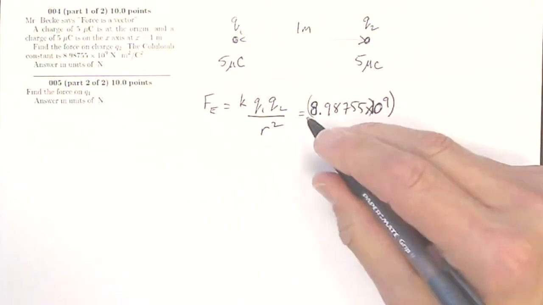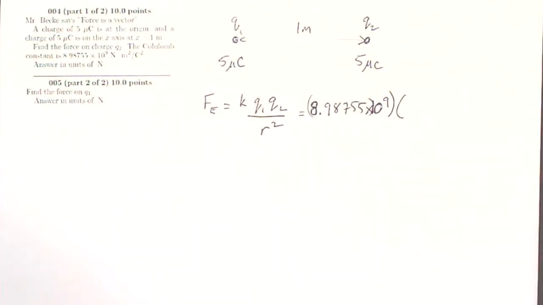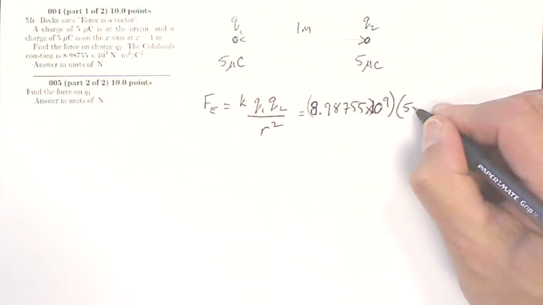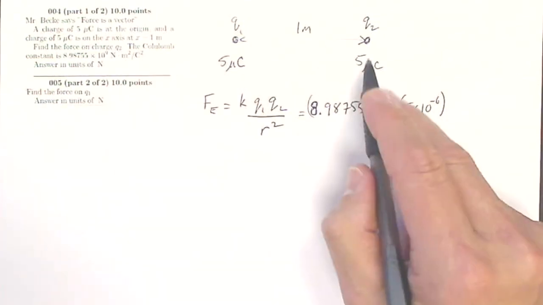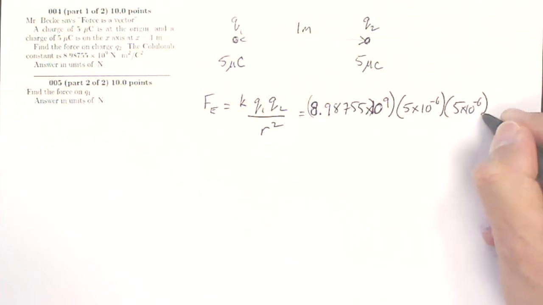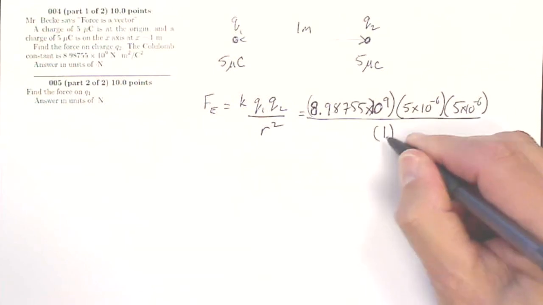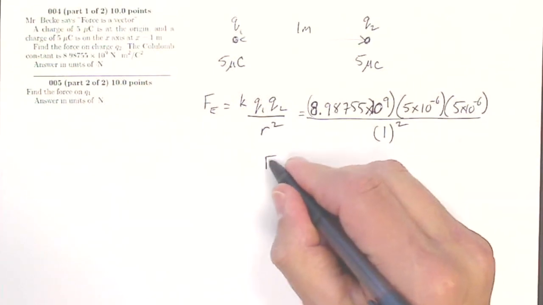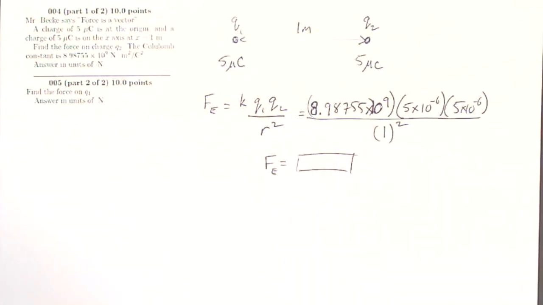You see that? So K times Q1. Well, it's 5 microcoulombs. Micro means times 10 to the minus 6th, so that's 5 times 10 to the minus 6th coulombs. I've got another one over here, 5 microcoulombs, that's also 5 times 10 to the minus 6th, all over the radius, which for me is 1 meter squared. And that will give me some amount of electric force between those two charges.